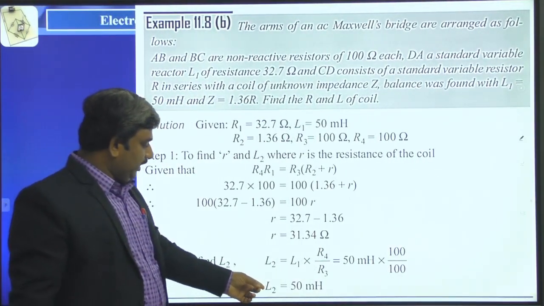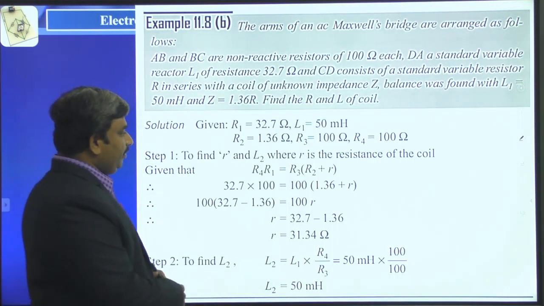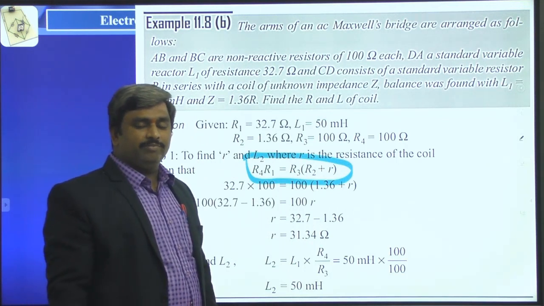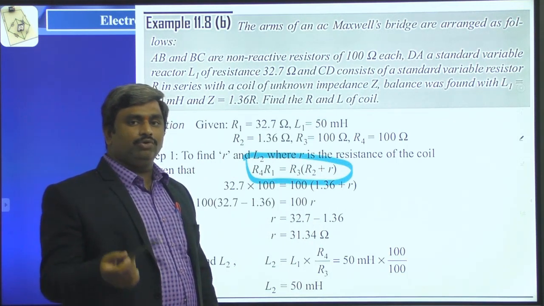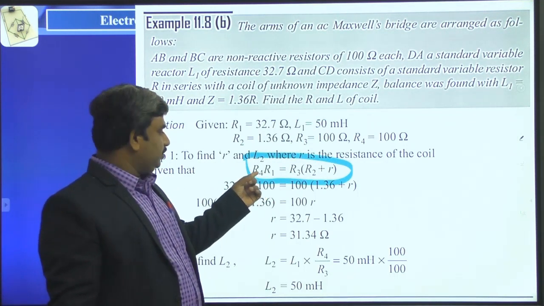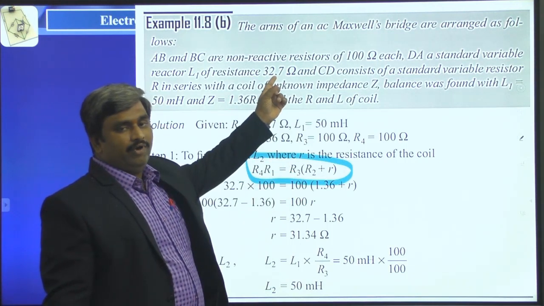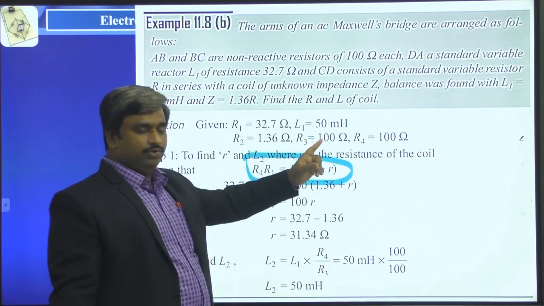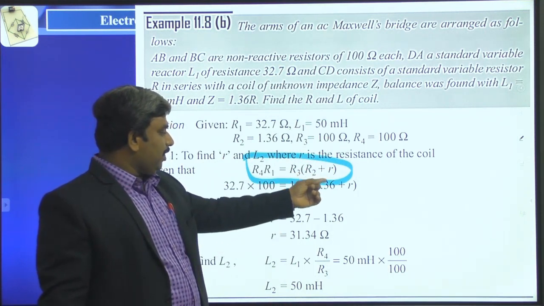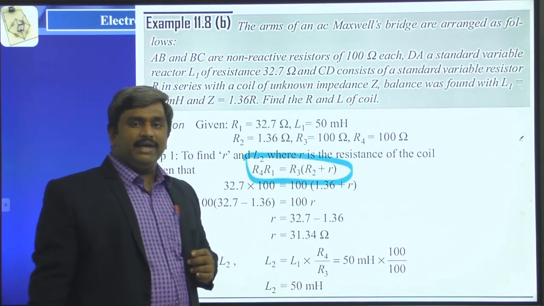The L2 value we have already solved, and the R value with the help of the bridge balancing condition from the real terms, where Rx is equal to R2 R3 by R1. Based on that condition, we are measuring R4 R1 is equal to R2 R3. The unknown value will be available in R2, which is the resistance R2 plus a small r. This small r we are measuring here. This is about the Maxwell's bridge.